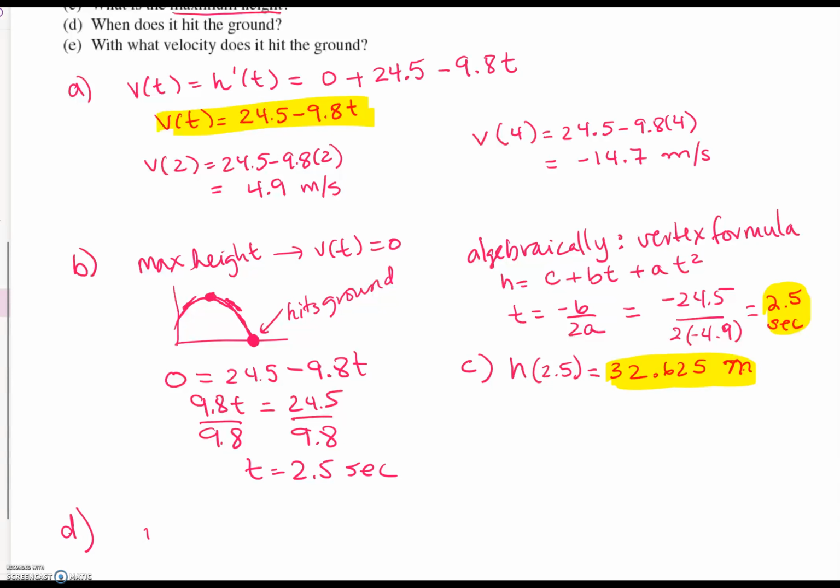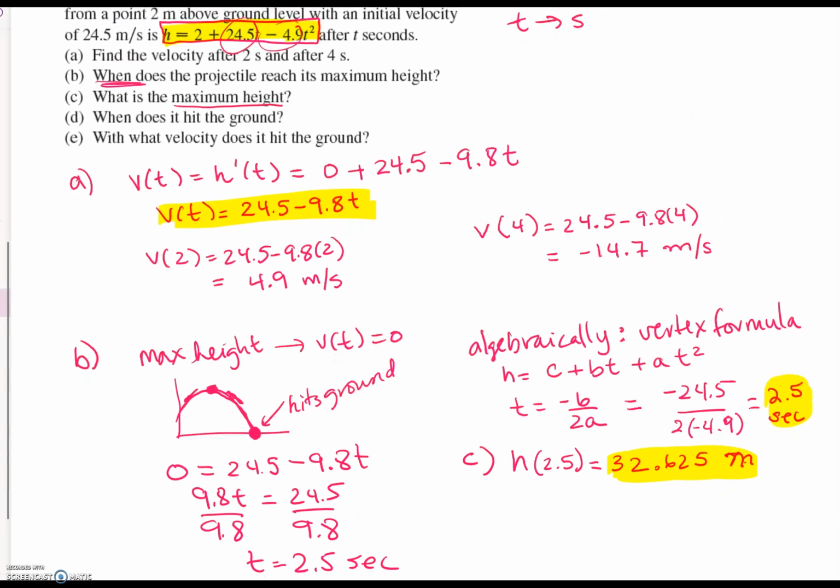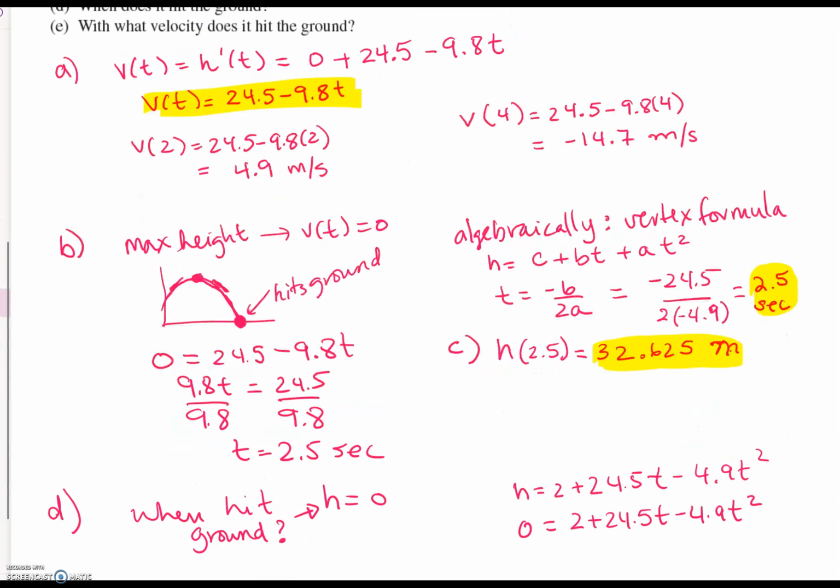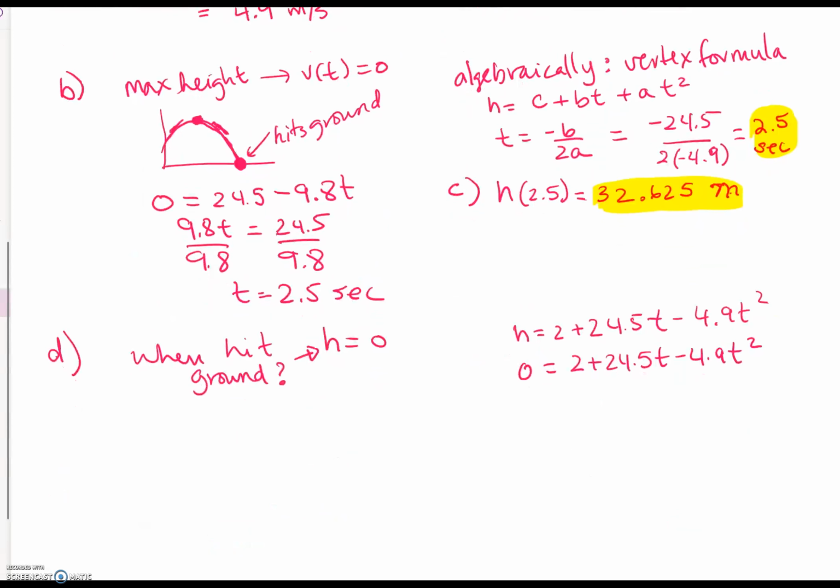And notice when it hits the ground, the height is 0. So I take my original height function and I just set it equal to 0 to figure out when it hits the ground. And that was 2 plus 24.5t, and so when it hits the ground, the height is just going to be 0. I can solve this by using the quadratic formula if I want to do it algebraically, or I can just go ahead and look at my TI and figure out when it hits the ground by using the features of the TI. So again, you could do it algebraically by just solving this quadratic equation using the quadratic formula.